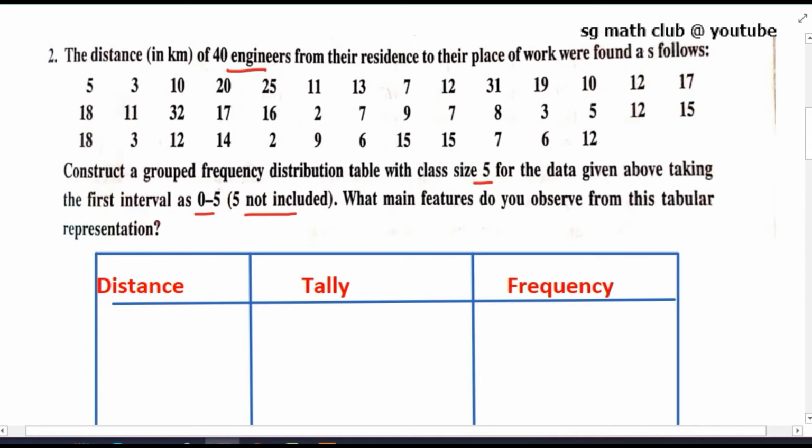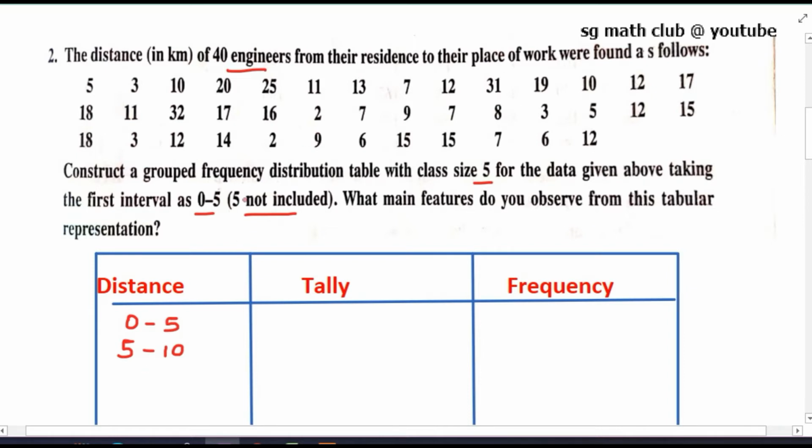The earlier one, the blood group, was ungrouped data, and here we need to prepare a grouped frequency distribution table. In a grouped frequency distribution table we have class intervals, and they have told us to take the first class interval as 0 to 5. Also they have told us 5 is not included. That means it is a continuous or exclusive form. 5 is not included, so the next one will be 5 to 10. The 5 will be included in the next class interval. Like this we need to form the class intervals. Again they asked about the main feature. After preparing the table you should find the main feature of this tabular representation.